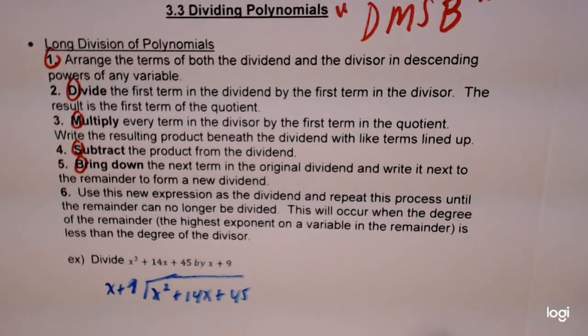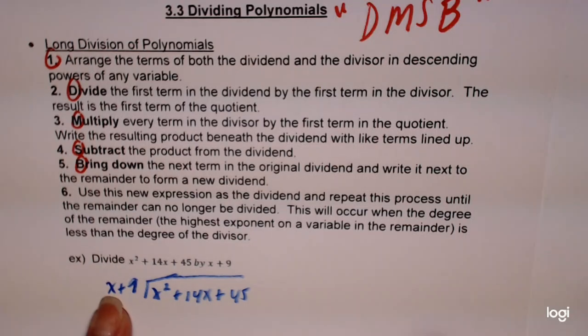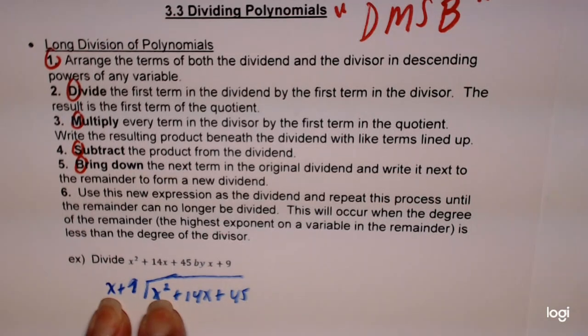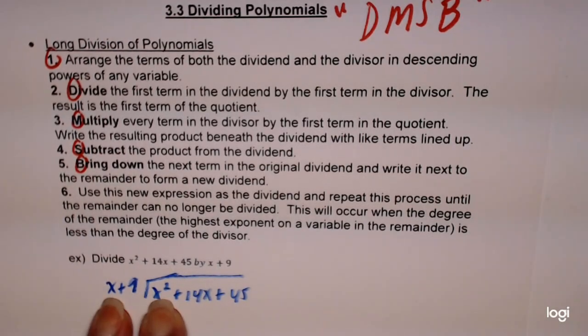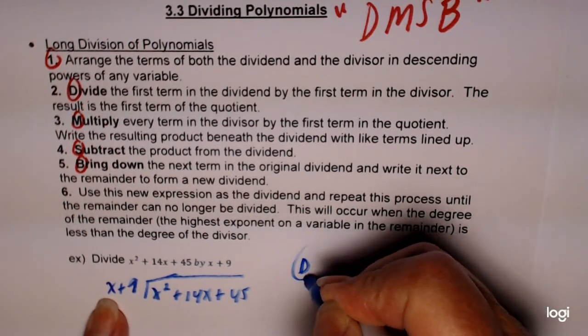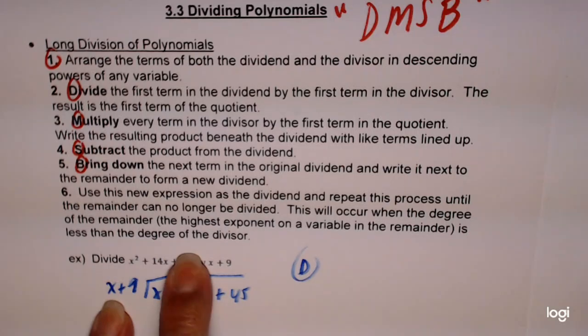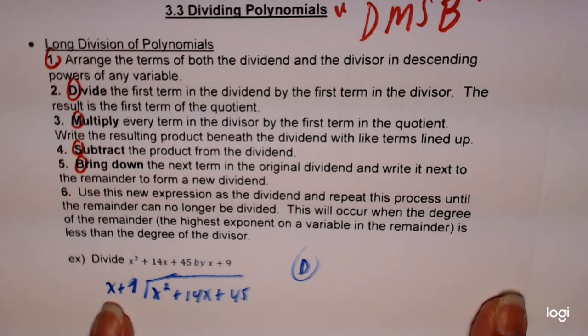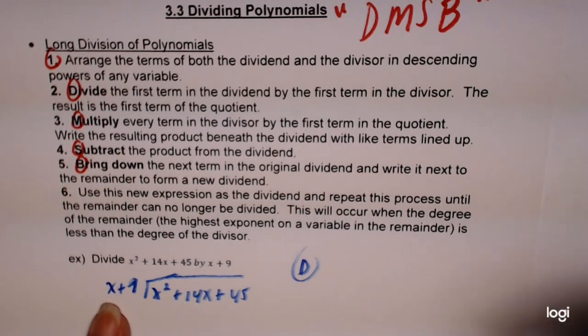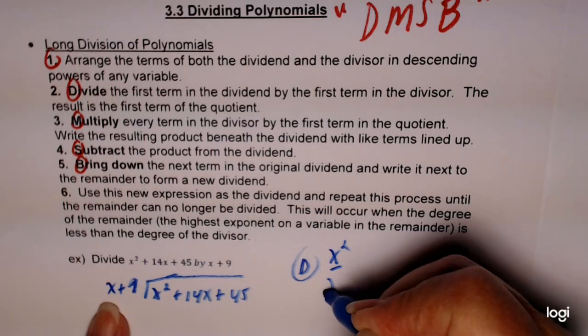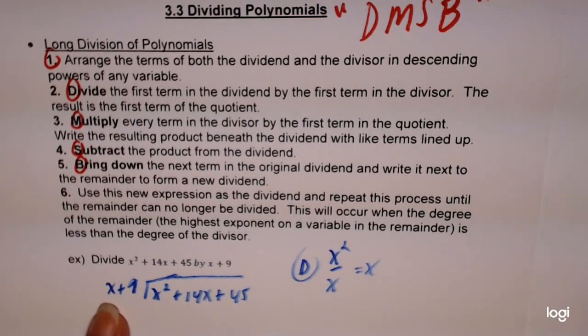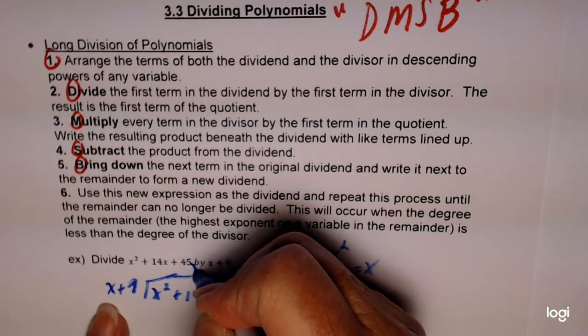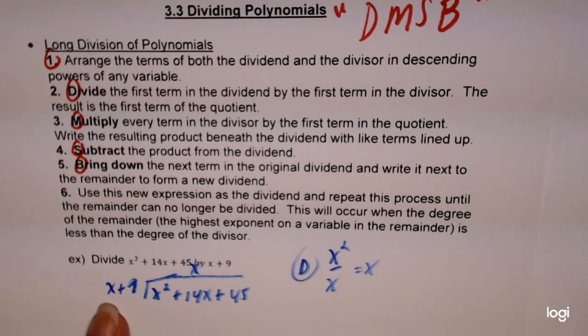First, we divide. So what do we divide? We divide the first term of the dividend by the first term of the divisor. Some of you can do this right in your head and write the answer right here. I'm going to show the work out here just to make sure everybody can follow what I'm doing. So we divide x squared by x. So x squared divided by x is x. So that's our division, and we put the x up top there as part of our answer.